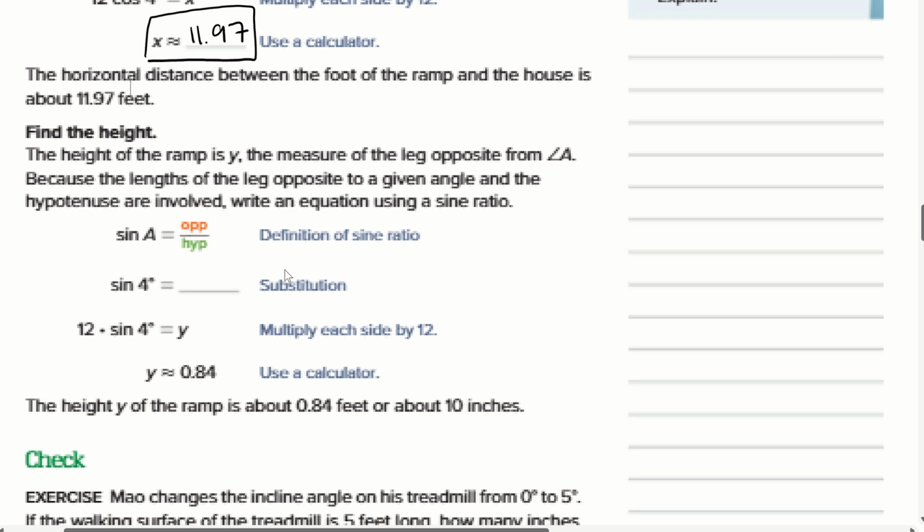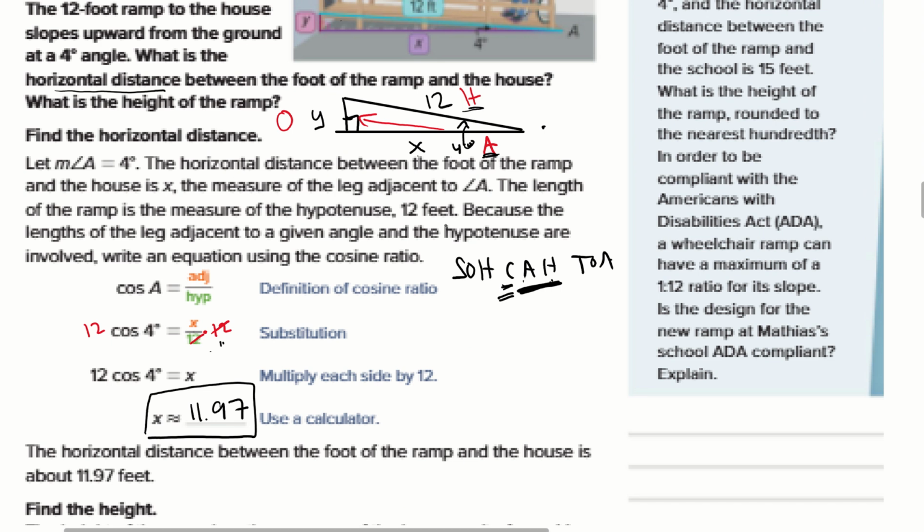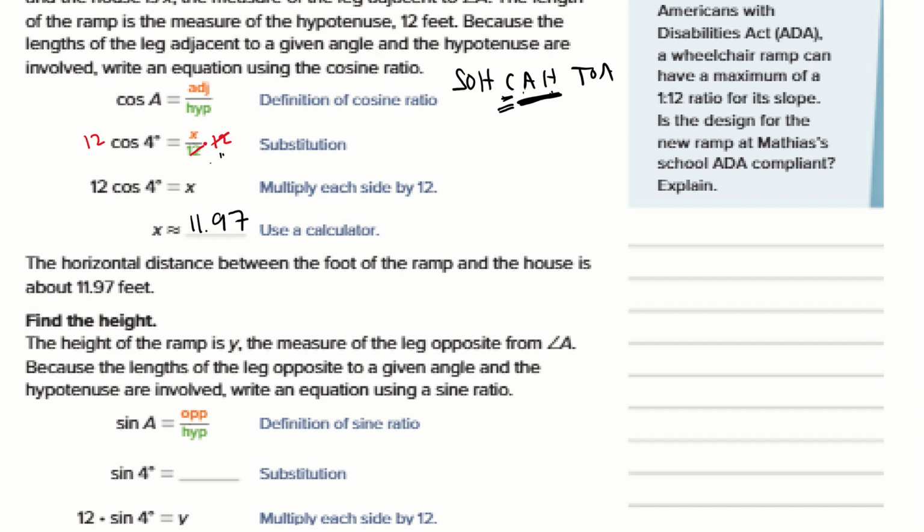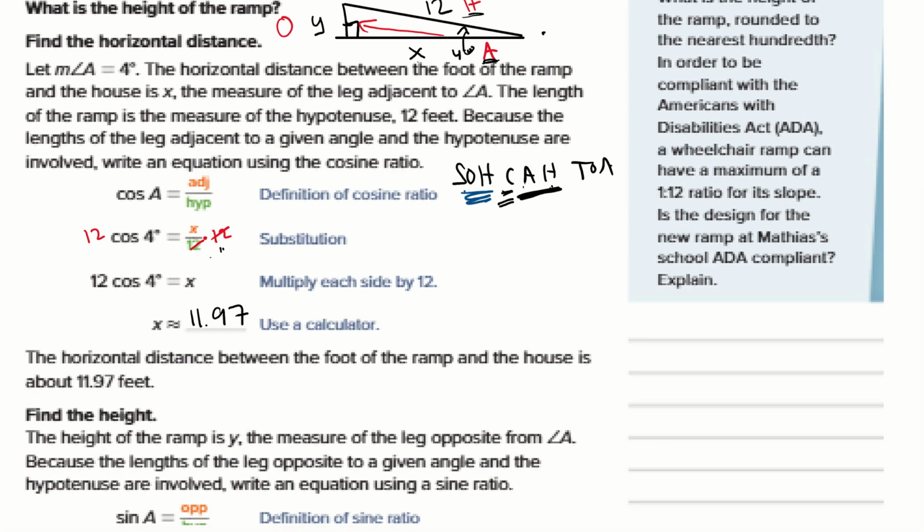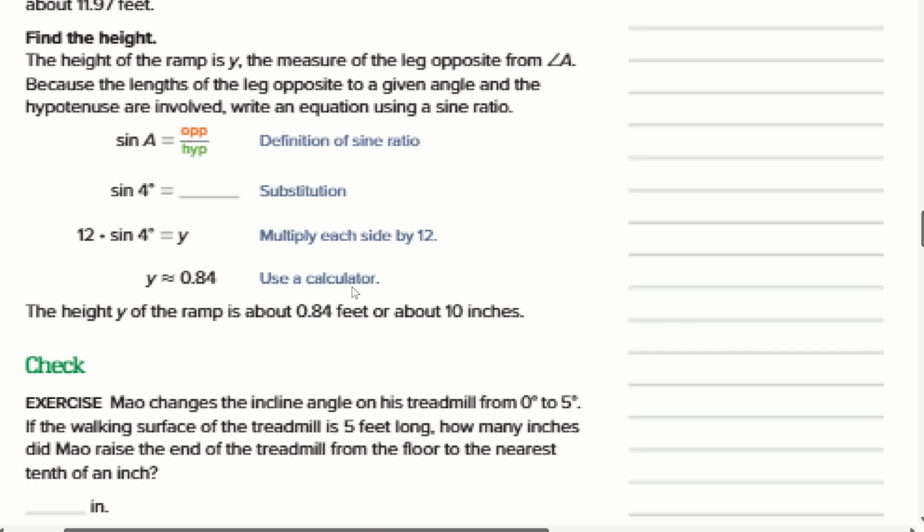All right, so the next thing is to find the height. So what is the height of the ramp? So if I go to the function, I can use opposite over hypotenuse. So that's O and H. But what is O and H, guys? Well, let's go back up. O and H is sine. So we're going to use the sine. So sine is opposite over hypotenuse, which in this case is going to be Y over 12. I'm going to multiply by 12 on both sides. So this cancels. And then we're going to do 12 sine of 4 on the calculator to get 0.84.